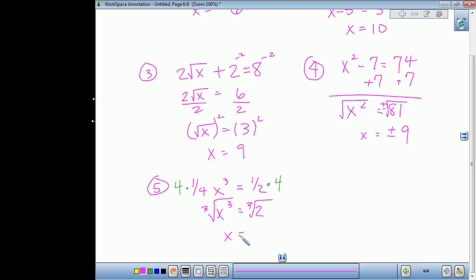Now, we don't know the cubed root of 2, so that's how we have to leave our answer. And that's what I would want you to do on the test. We're going to simplify any of the radicals. It doesn't simplify, so we just leave it like it is.